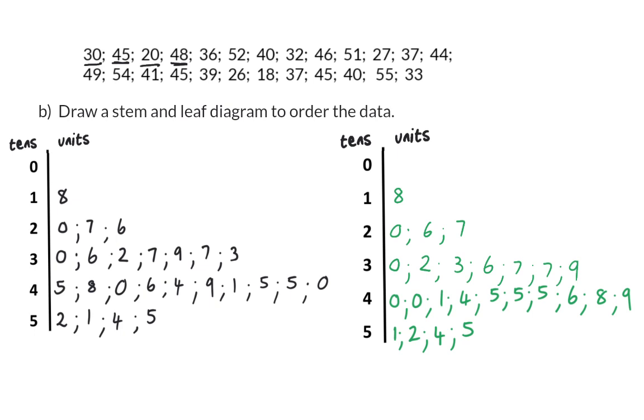And now it's easy to see that the smallest data value is 18 and the biggest is 55. In the next video, we'll have a look at what calculations we can do with this organized data.